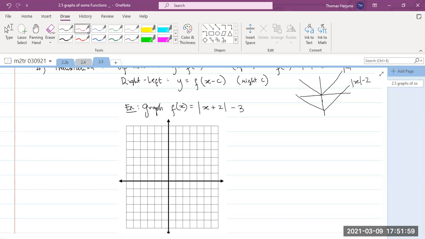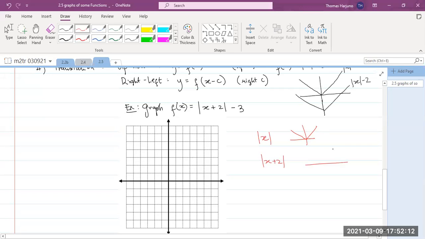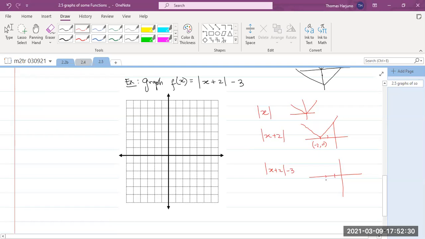Now, the basic function is absolute of x. That looks like this. Now, then what happened to x plus 2? Then you move 2 units to the left, right? The vertex originally at 0, 0 is now at negative 2, 0. Now then, after you move 2 units to the left, you move down 3 units. So the vertex now is negative 2, negative 3. It will look like this.